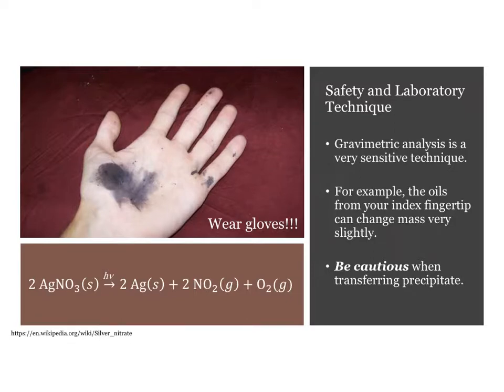Silver nitrate, for example, when exposed to light, will decompose to make silver solid. If on skin, this decomposition reaction will lead to a black stain forming. It isn't dangerous and will go away within a few days, but I don't think any of you really want to stain your skin, so be sure to wear gloves.